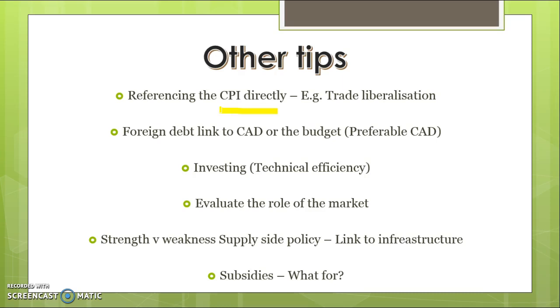If you get a question about how something impacts foreign debt, generally it's asking you to link it through the CAD, but it may be through the budget. So for example, if you see that there's really strong growth and it asks you how it might affect foreign debt, it could be a positive thing for reducing the budget, but it could also have negative implications because that's likely to lead to a bigger CAD. So that's really important to recognise.